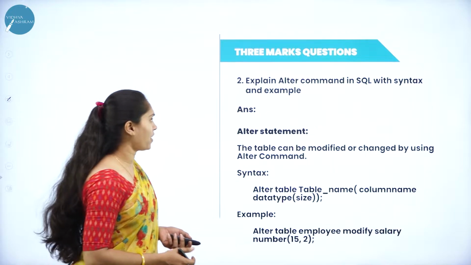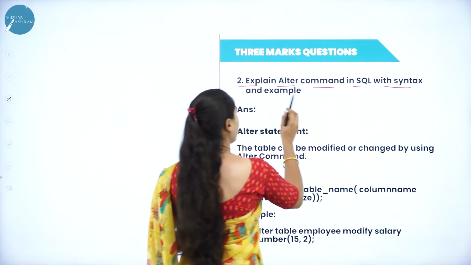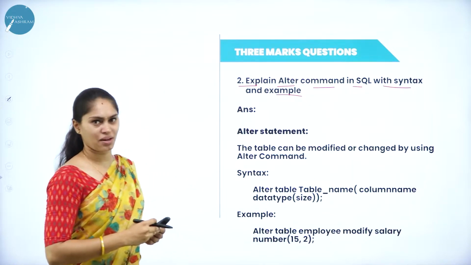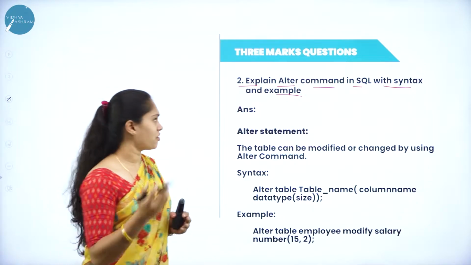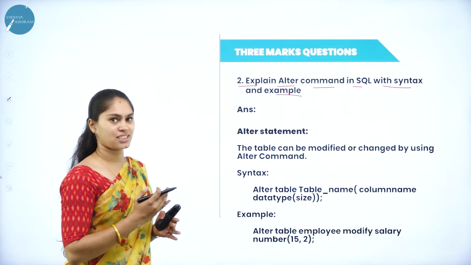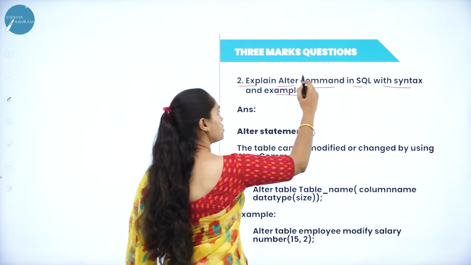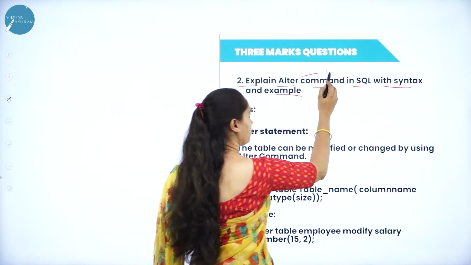We'll see the next question, that is, explain alter command in SQL with syntax and example. Anyway, it is for 3 marks, right? So you have to analyze the marks distribution. If I want to explain this alter command with its syntax and example, remember, what this alter command is all about and why we are going to use it, that will be for 1 mark.